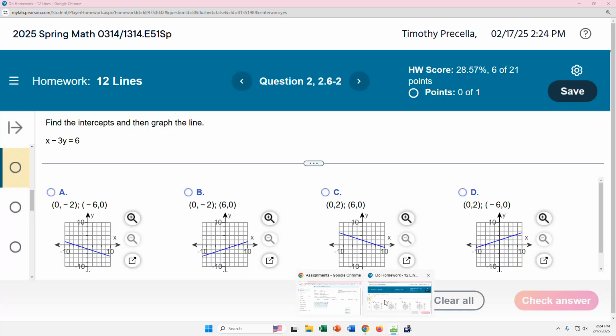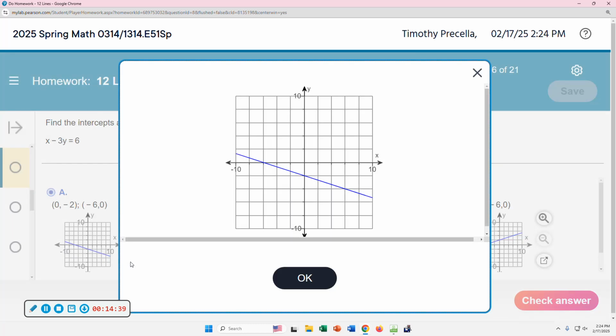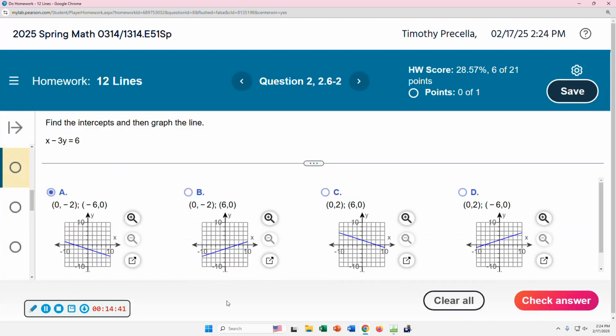Let's look and see. We graphed these things the last time. 0, negative 2, and 6, 0. A, B, C, or D. Let's see. It can't be A. I'm just looking at the intercepts. They have a negative 6, 0. So that's wrong. It's not A. What about B? I think it's B.